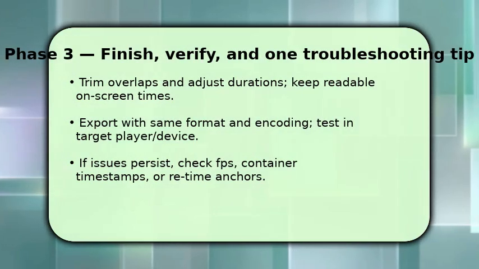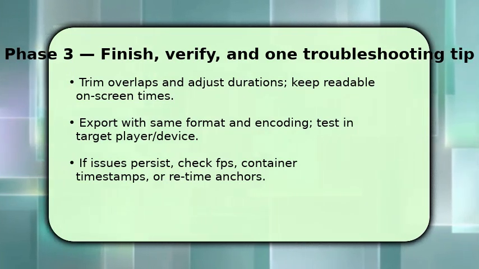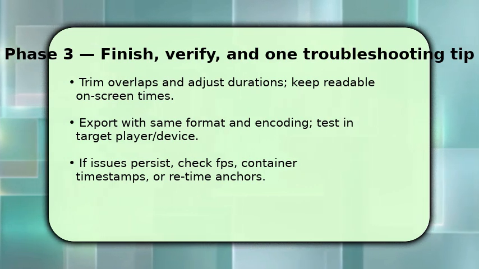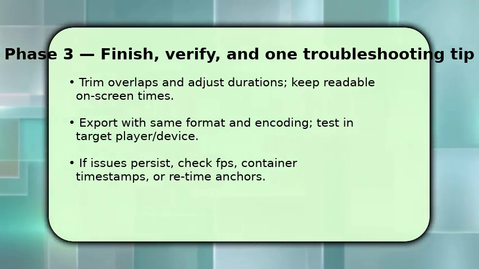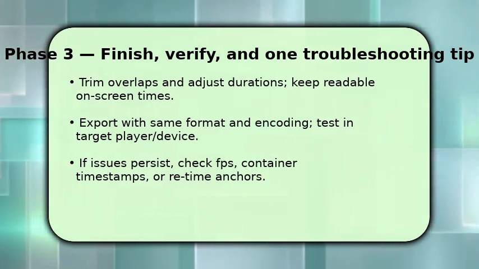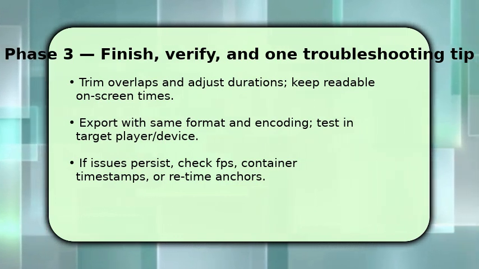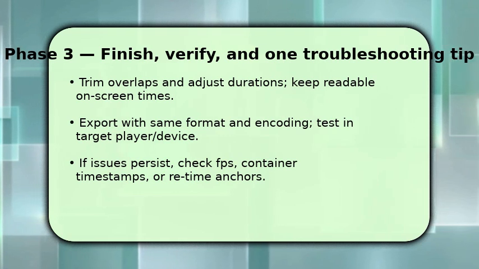You finish by spot-checking scenes across the file. Adjust any lines that overlap or display too briefly, aiming for natural reading time. Then export the subtitle in the original format and correct encoding. Test playback in the target player because different players respect timestamps differently.